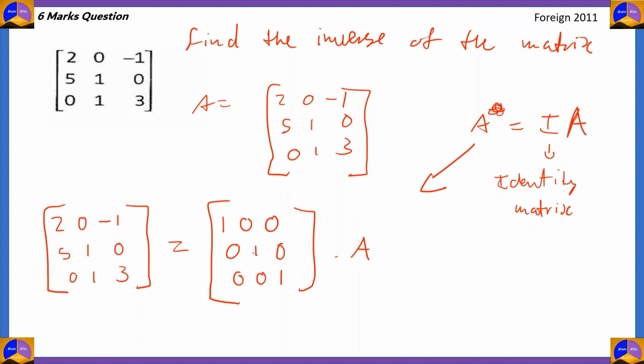So over here, what we'll do is we'll do elementary row transformations. We'll transform this A matrix such that it has the value of I. And the value of I will also change accordingly. And then at the end, what we get here will be our A inverse, the inverse of the matrix. So first things first, what do we do?